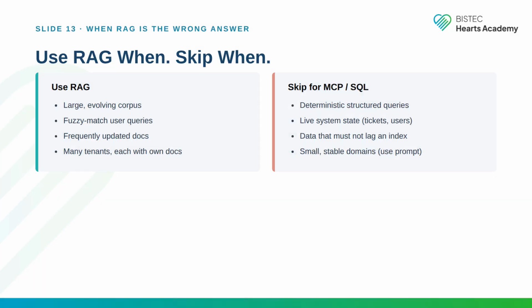Use retrieval-augmented generation when you have a large evolving corpus, when users phrase queries fuzzily, when documents update frequently, when you have many tenants with their own documents. Skip retrieval-augmented generation and use Model Context Protocol or structured queries when the data is deterministic and structured, when you need live system state like tickets and users, when data must not lag an index, or when the domain is small and stable enough to fit in the prompt.